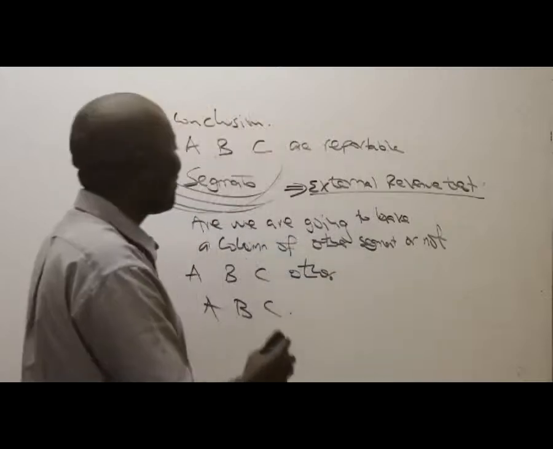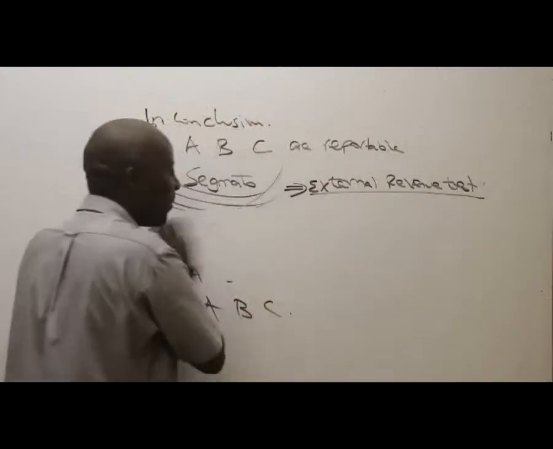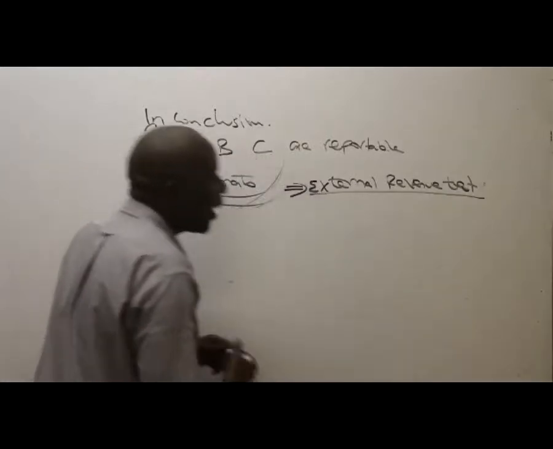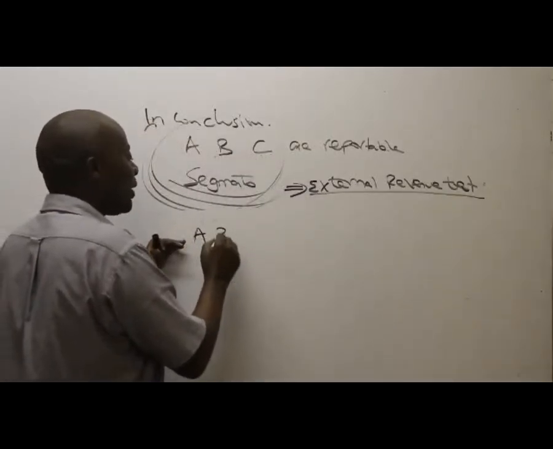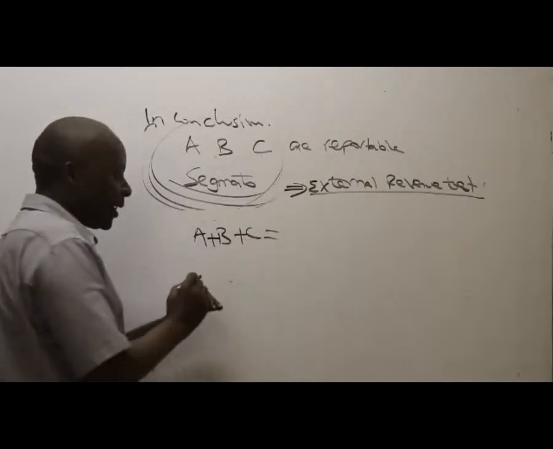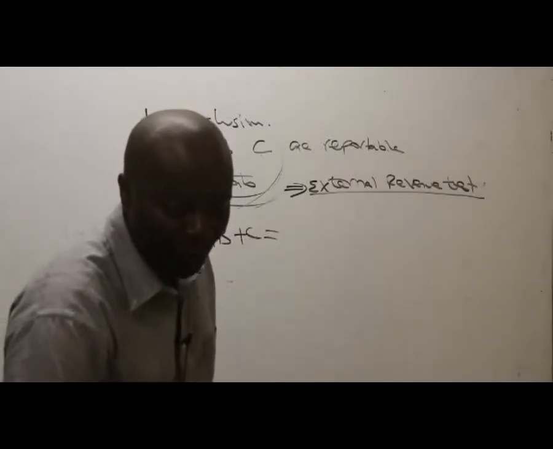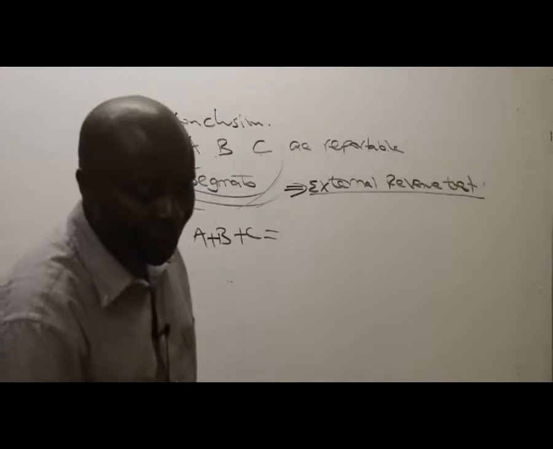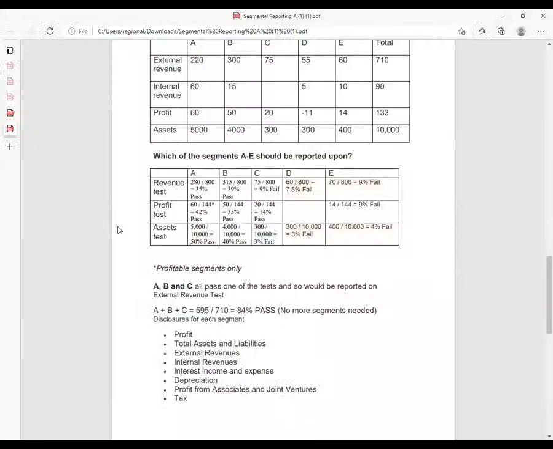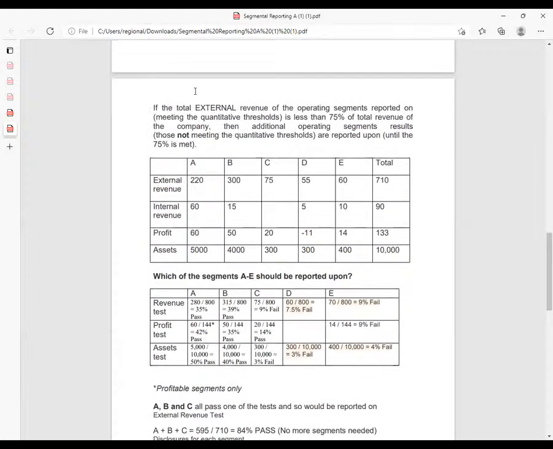Now listen to me very well. I would want to know these reportable segments, what is their consolidated external revenue? So it is A plus B plus C. Can someone give me the total consolidated external revenue of this? These sectors separately: 220 plus 300 plus 75. Who is able to give me this?